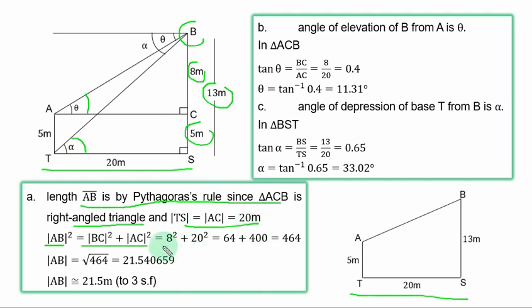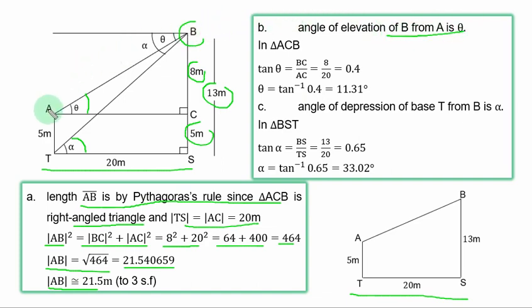So you have 8 squared plus 20 squared, that is 64 plus 400, 464. To get AB, you take the square root of both sides. AB becomes 21.540659. To 3 significant figures, AB is approximately equal to 21.5 meters.